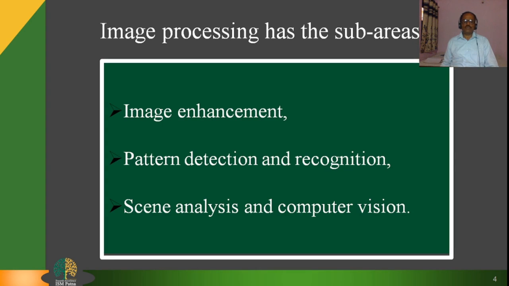The next sub area is scene analysis and computer vision, which allows scientists to recognize and reconstruct a three-dimensional model of a scene from several two-dimensional images. We have seen in industries that a robot senses the relative sizes, shapes, positions and colors of parts on a conveyor belt.